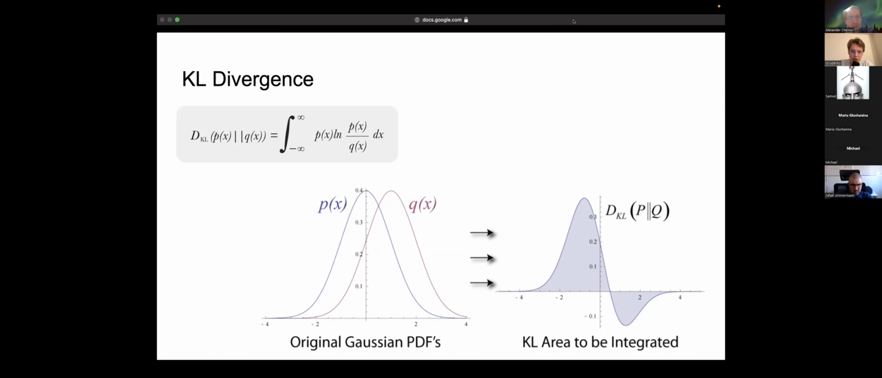So KL divergence is a non-symmetric measure of closeness for distributions. For example, here you can see, let's assume P(x) is our predictions and Q(x) is our ground truth.